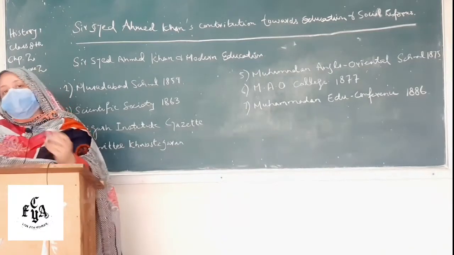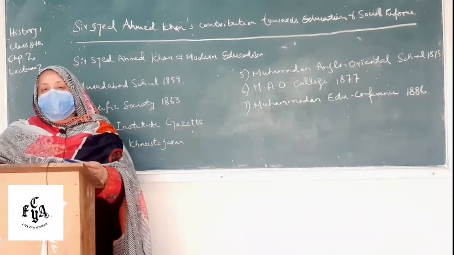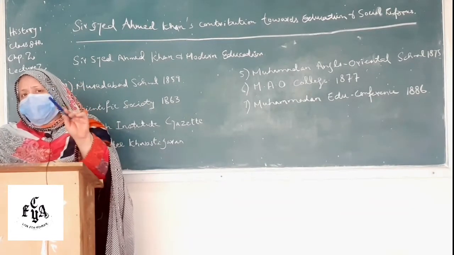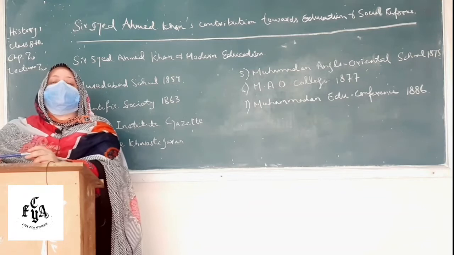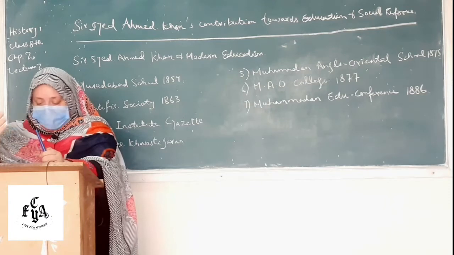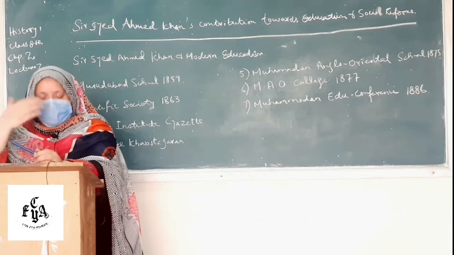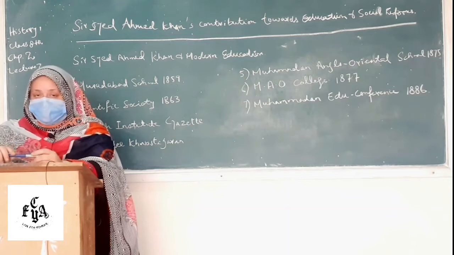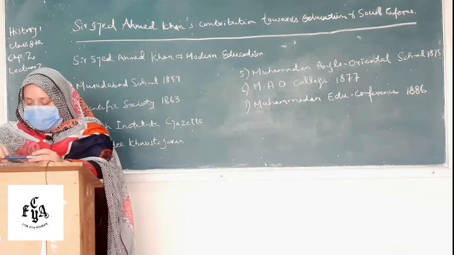So the purpose of the Scientific Society was to translate Western books into Urdu, so the Muslims could understand their work. Mostly they translated English history books into Urdu, especially books which discuss the rise and fall of nations. This Scientific Society contributed a lot.